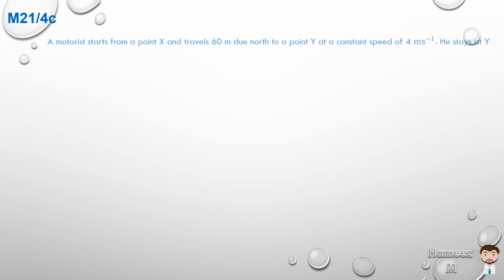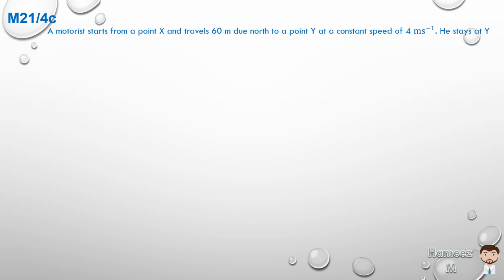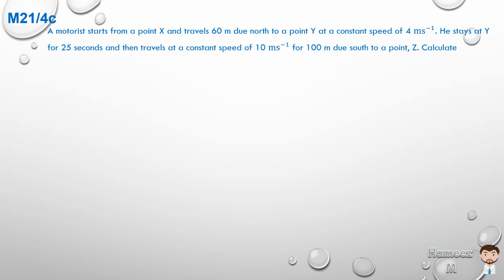May 2021, number 4C. This is the kinematics part of the question. A motorist starts from point X and travels 60 meters due north to a point Y at a constant speed of 4 meters per second. He stays at Y for 25 seconds and then travels at a constant speed of 10 meters per second for 100 meters due south to a point Z. Calculate, part 1, the average speed of the whole journey.